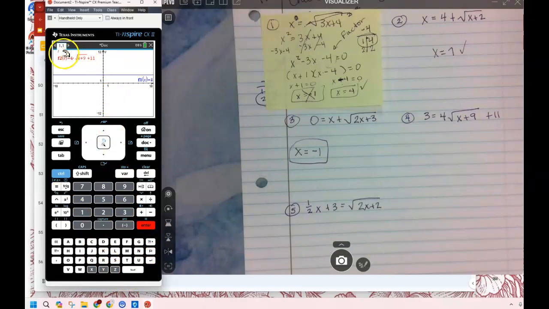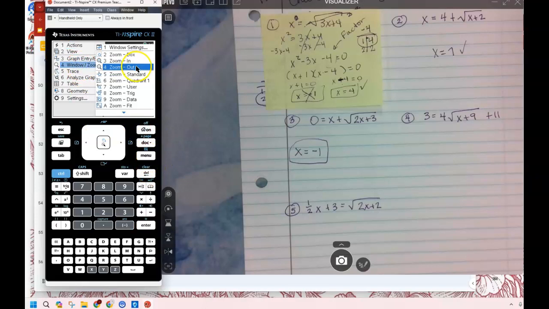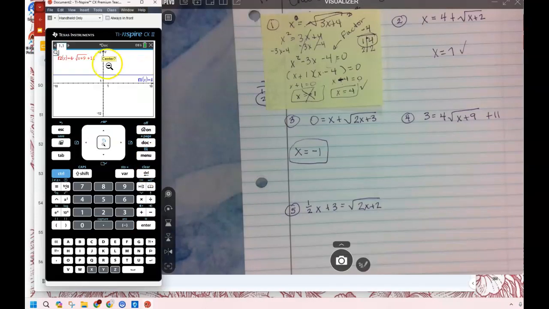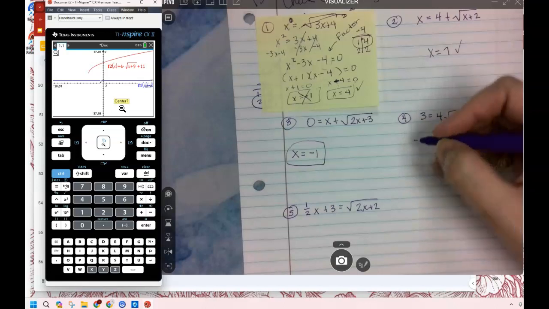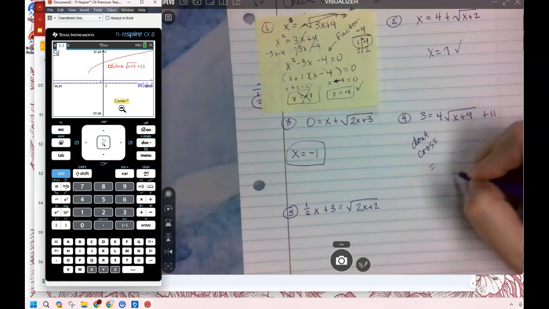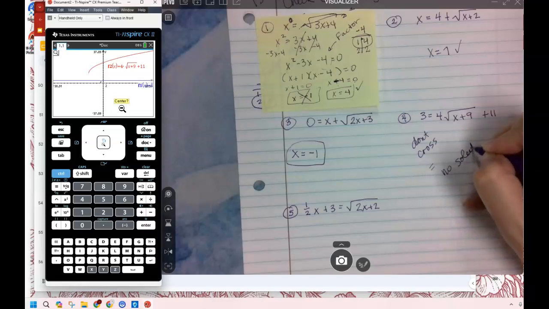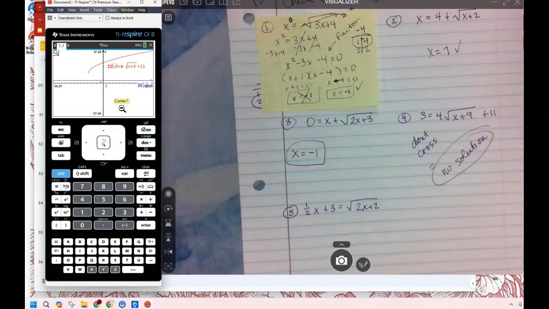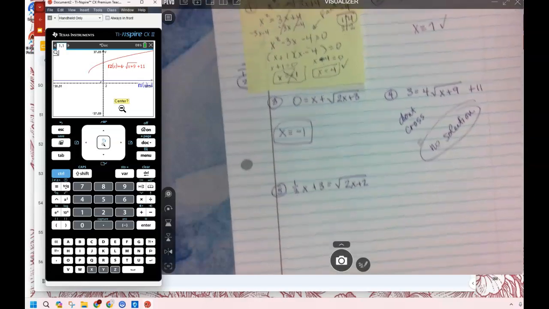I can't even see my red graph. It looks like it's off the screen up there. So let's zoom out. Menu, zoom out. There we go. And I just took it and grabbed it to pull it down. Well, what do we see here? The blue line and the red line are not even crossing. If they don't cross, the answer is no solution. That's literally what's happening if the answer is no solution, is my graphs don't cross.